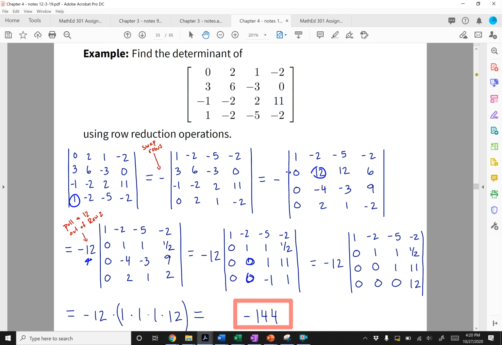The stuff out front is the determinant of the elementary matrices that we could multiply by to change this back to the original matrix. So we've kind of been already using those, or we can make sense of this by using those too.